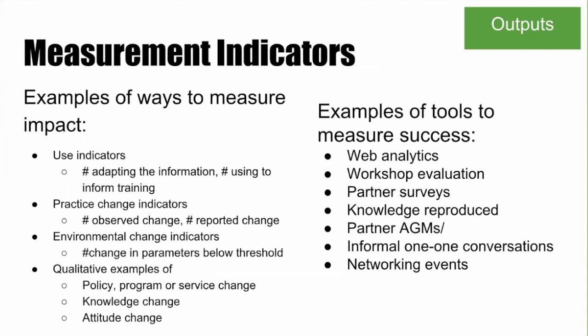So things like, how many people are not only using the information, but maybe they're adapting it to their own circumstance. So maybe they take a policy toolkit that you've created, and they've added a local flavor to it so that it made sense for their own community, and they're distributing that. Maybe they're actually using it to inform training. So you'd have to think through, depending on what kinds of outputs you're creating, you're going to have different use indicators, but here are just some examples.